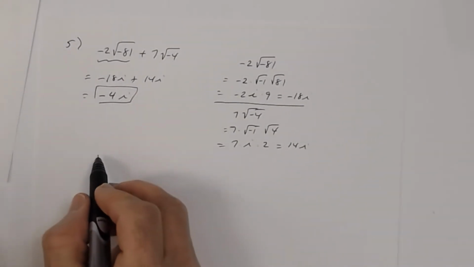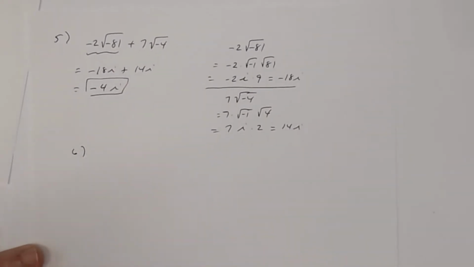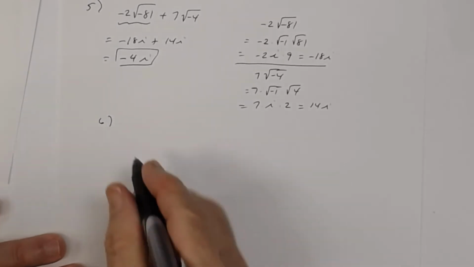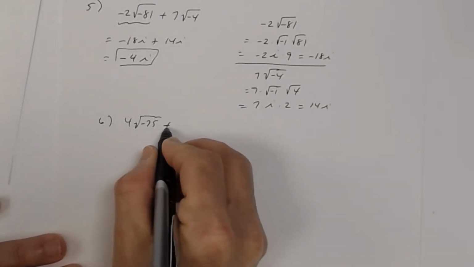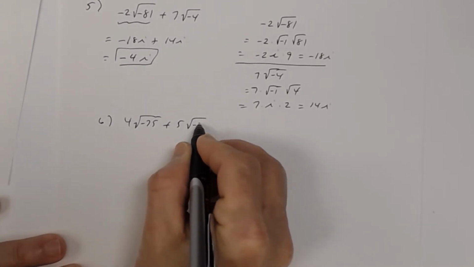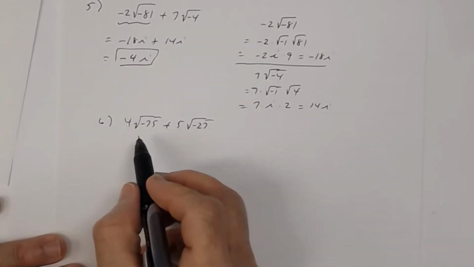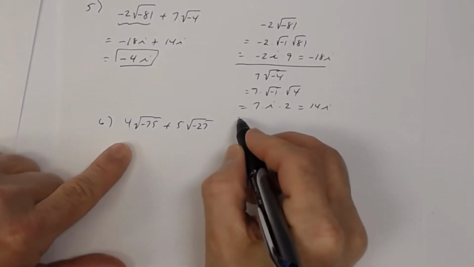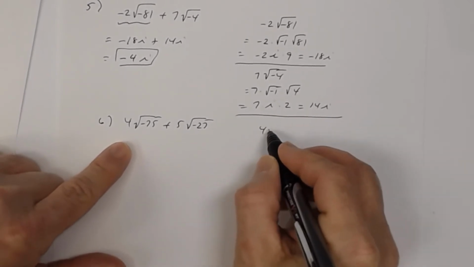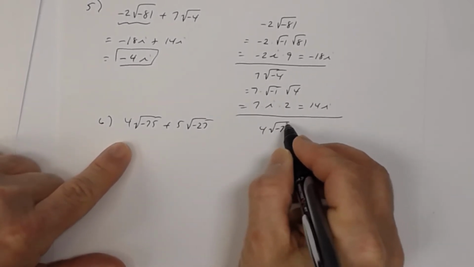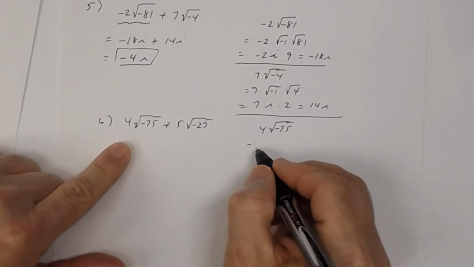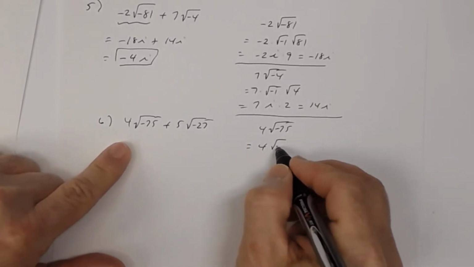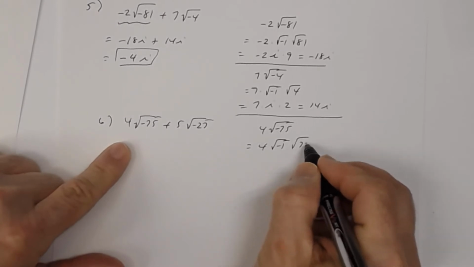Okay, number 6. We have 4 times the square root of negative 75 plus 5 times the square root of negative 27. Again, let's just look at the first one. I have 4 times the square root of negative 75. If I break this down, this becomes 4 times the square root of negative 1 times the square root of 75.